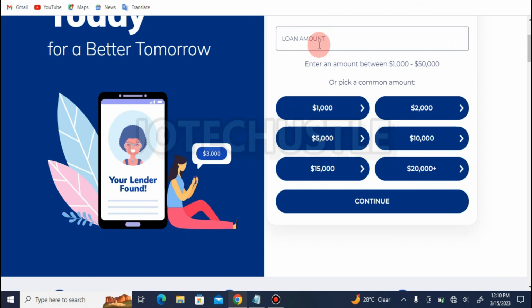Make sure to repay it on time and in full. Late payments or missed payments can hurt your credit score and lead to additional fees and penalties. Set up automatic payments and reminders to ensure that you don't miss any payment.